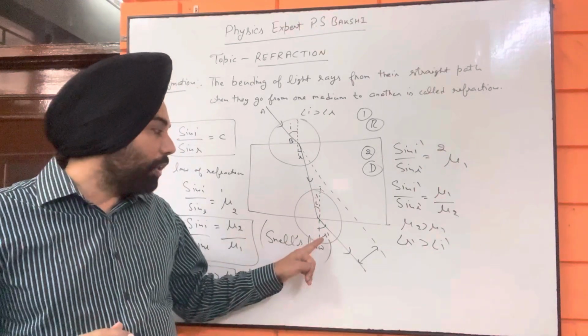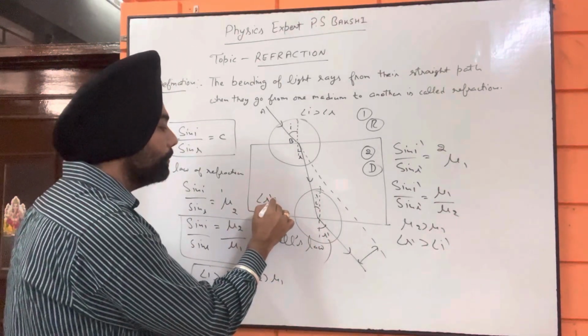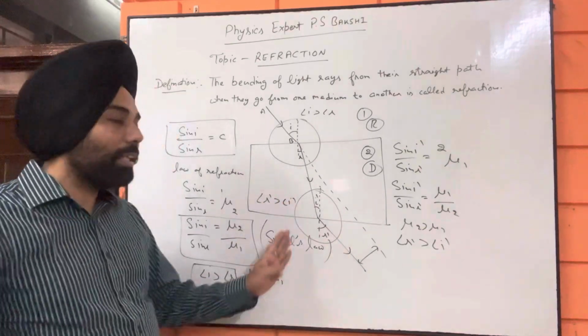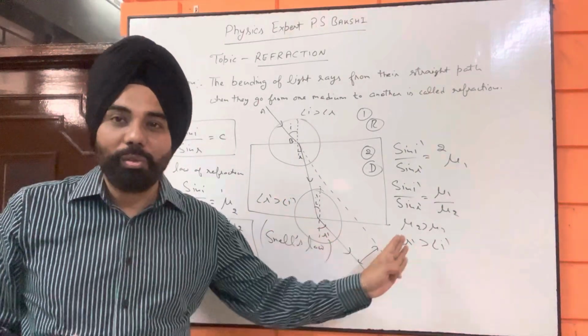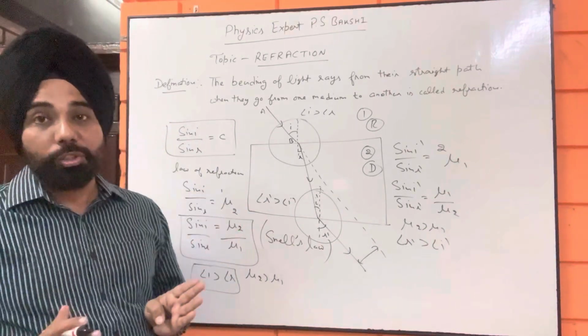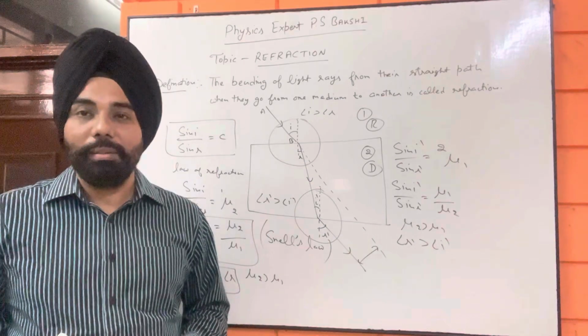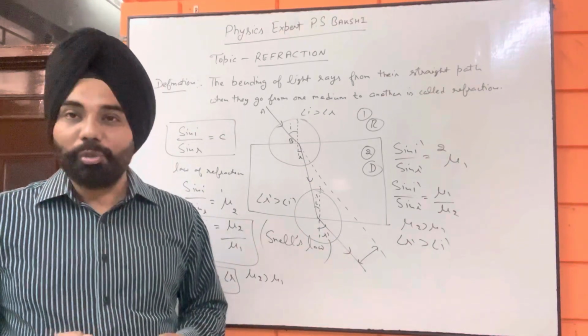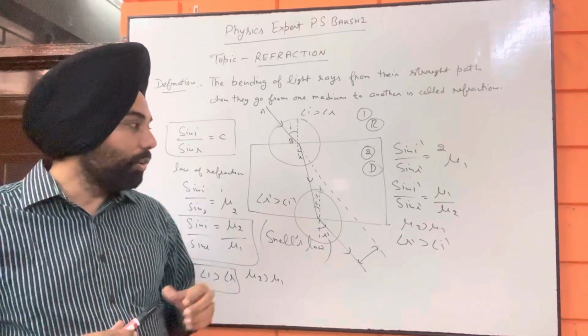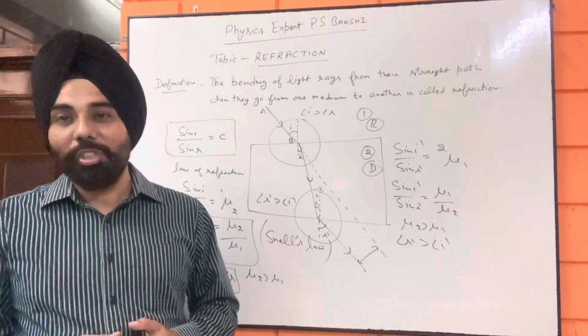So if r dash is greater than angle i dash, obviously the ray of light is bending away from the normal to increase that angle. That is how Snell's law works out in the case of refraction. It's a very important thing, and you will solve many numericals on refraction and Snell's law, and we will discuss all those things in the next video as well.